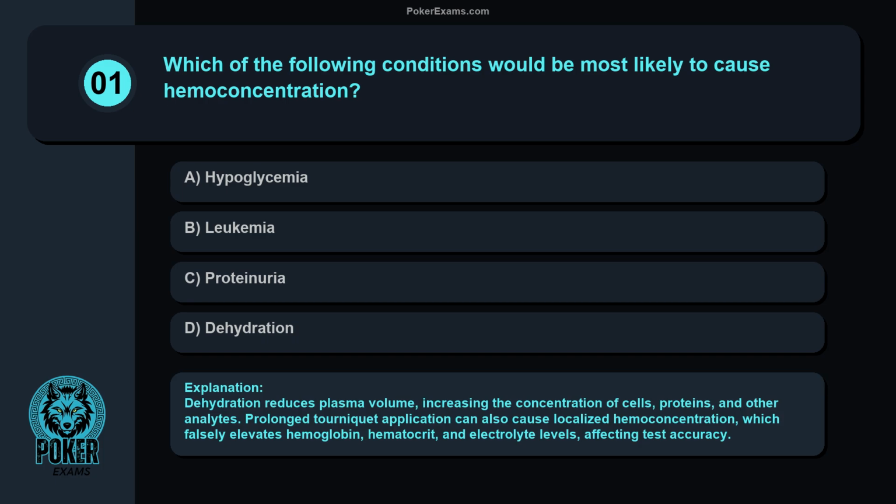Dehydration reduces plasma volume, increasing the concentration of cells, proteins, and other analytes. Prolonged tourniquet application can also cause localized hemoconcentration, which falsely elevates hemoglobin, hematocrit, and electrolyte levels, affecting test accuracy.